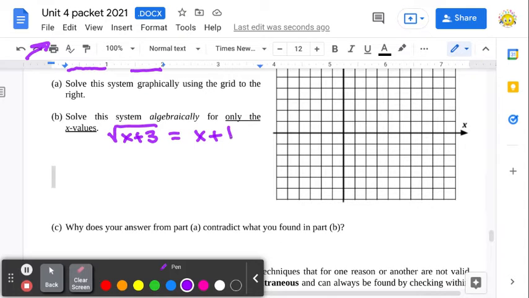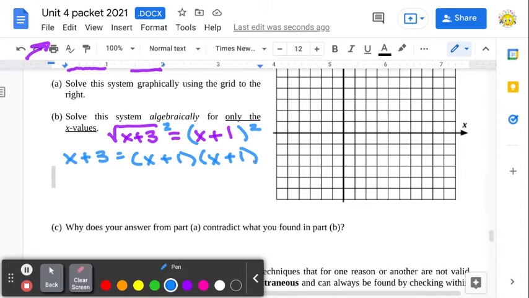So to solve this, we're first going to start with squaring this side and squaring this side. So I have x plus 3 equals x plus 1 times the quantity x plus 1. What we've just done is we've introduced an extra x term. So I'm going to simplify this now. I have x plus 3. When I do double distribution here, I get x squared plus 2x plus 1.